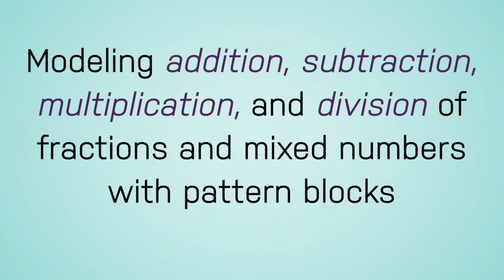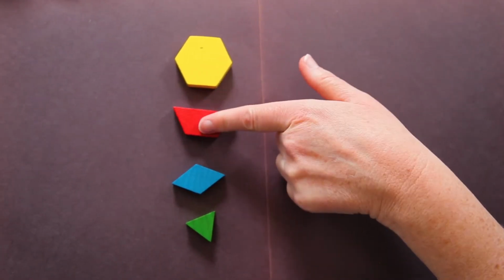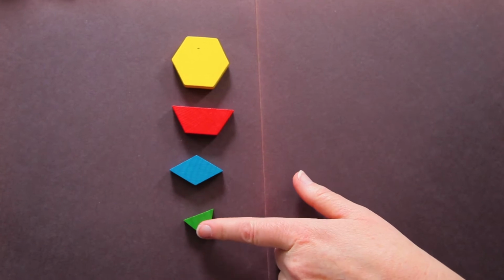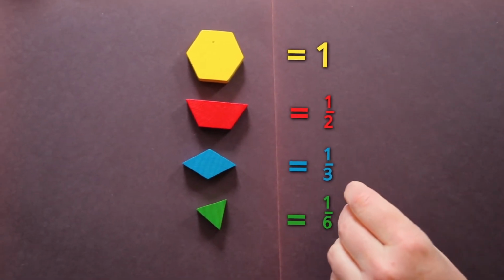So I'm going to be demonstrating how to model addition, subtraction, multiplication, division of fractions and mixed numbers using pattern blocks. And this video is about adding them. And our pattern blocks are, we have a hexagon, a trapezoid, a rhombus, and a triangle. And we're going to use those to show different addition problems.